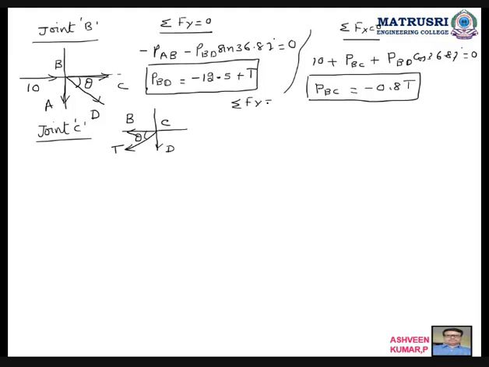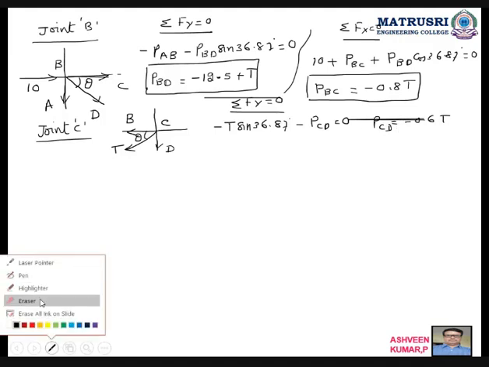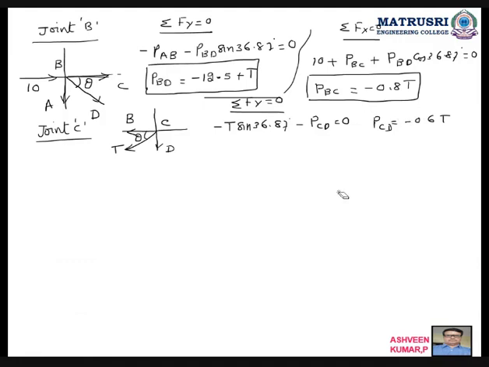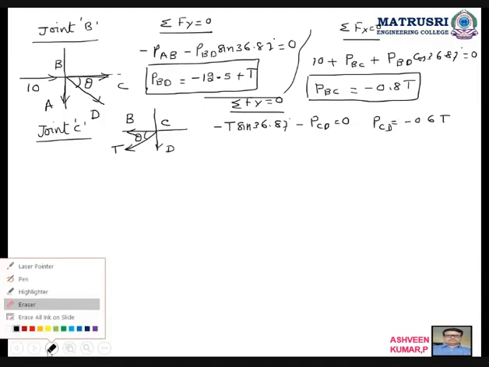Go for sigma F of y. So I am going for sigma F of y is equal to 0. Sigma F of y: minus T sine 36.87 minus P CD is equal to 0. So substitute the value, sine 36.87, that is 0.6. So 0.6 T. P CD is equal to 0.6 T. So all the member forces we got.